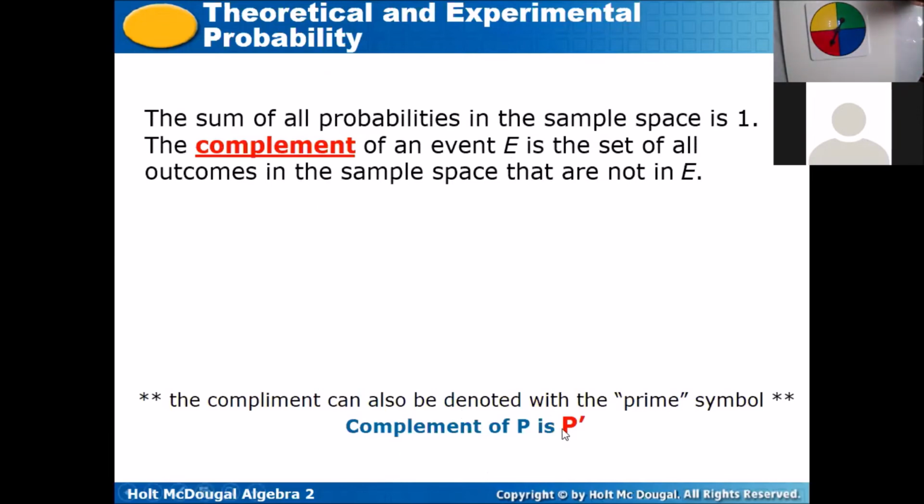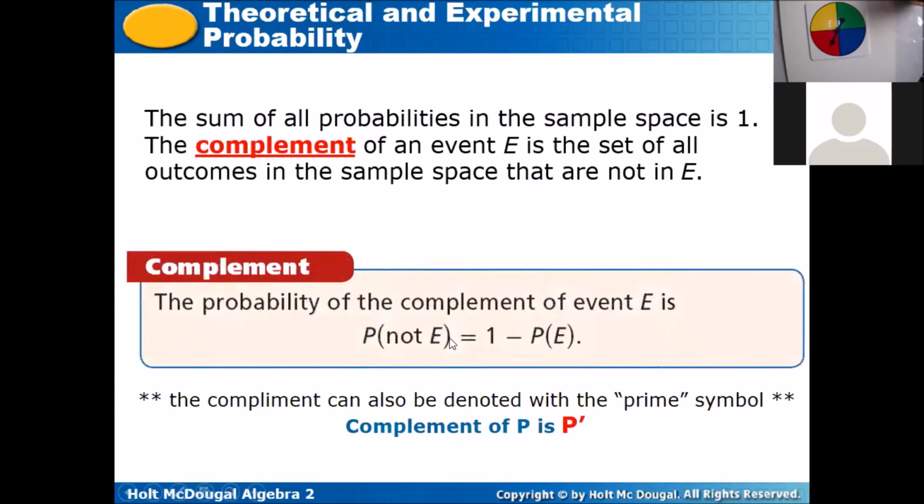And the way we represent that is by putting a prime next to whatever it says, okay? So it says the probability of a complement of an event E is the probability that it's not E. So we're going to subtract the probability of E from 1. So like in this example over here, again, we have 1 color out of 4, right? So what's the probability that I don't get red? It's going to be 3 out of 4. So I would subtract 1 out of 4 from 4 out of 4, and that's 3 out of 4.